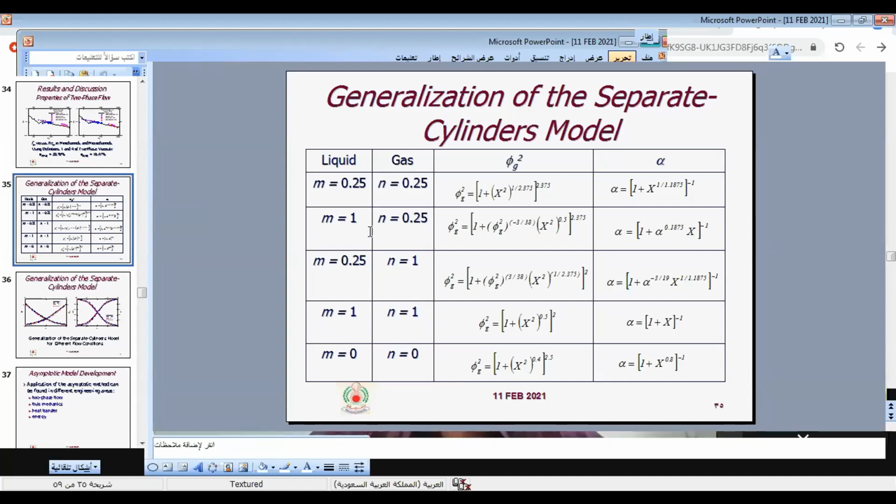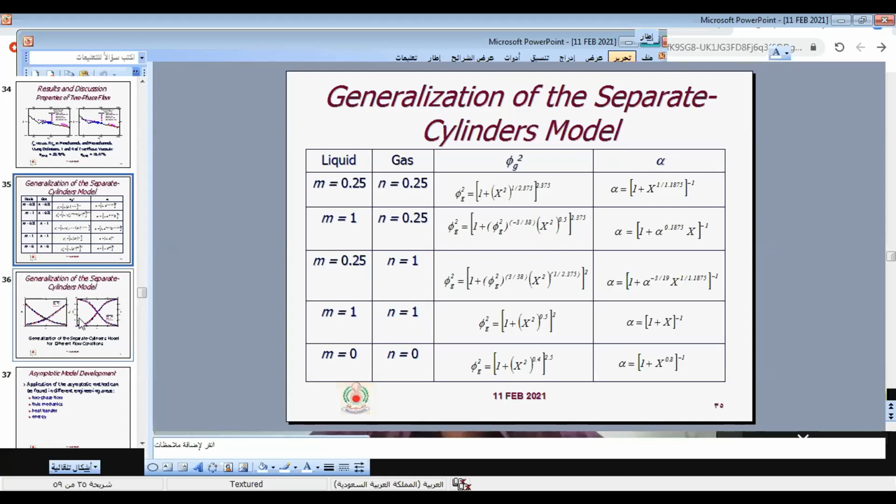Where M and N, as you know, for example, in laminar flow, the fanning friction factor is equal to 16 over Reynolds number. So M means the exponent of Reynolds number in the denominator. On the other hand, if the flow is turbulent, the fanning friction factor is defined by 0.079 over Reynolds to the power 1/4. So n equal to 0.25 represents the turbulent flow. And also in the last column, this is the value for void fraction in terms of the Lockhart-Martinelli parameter.